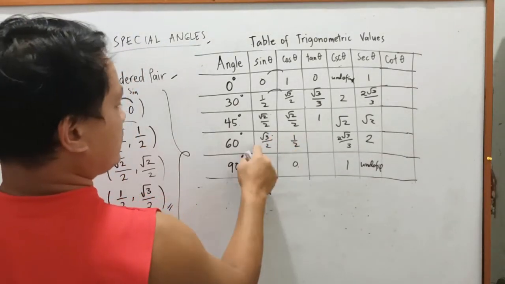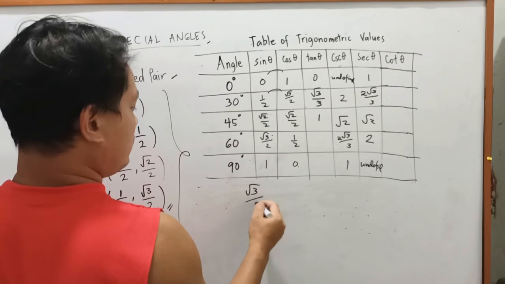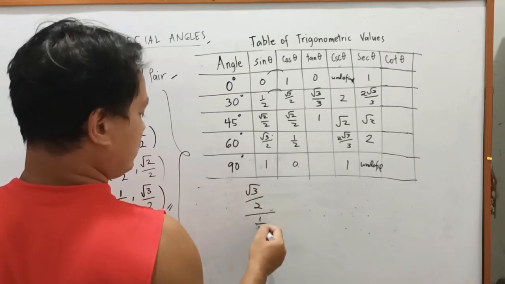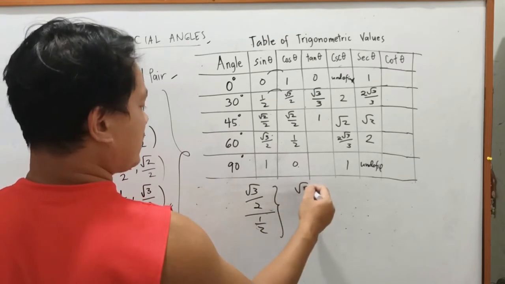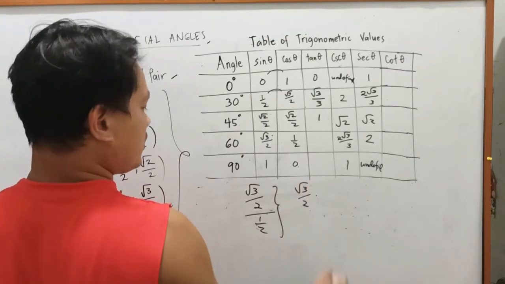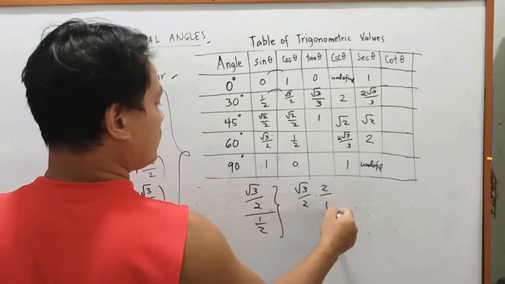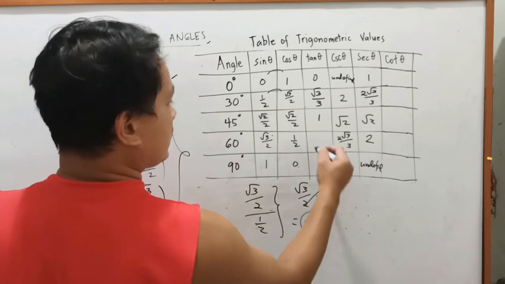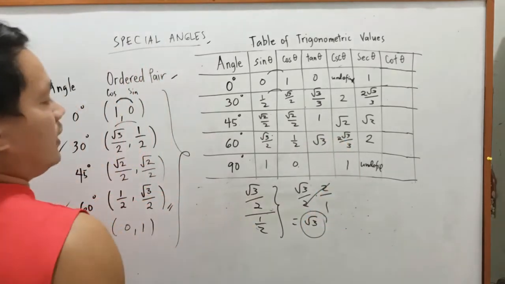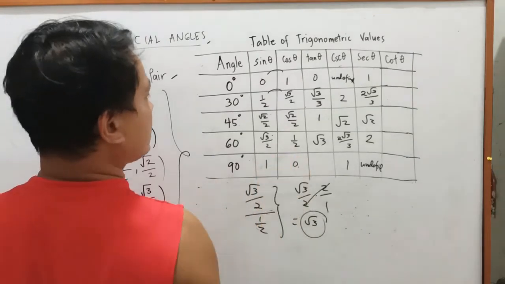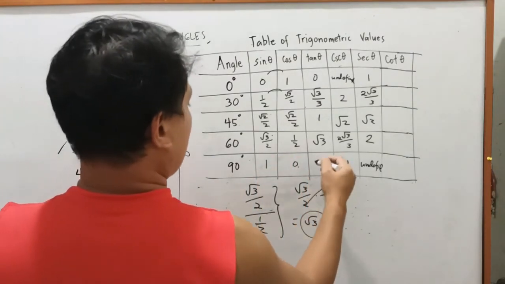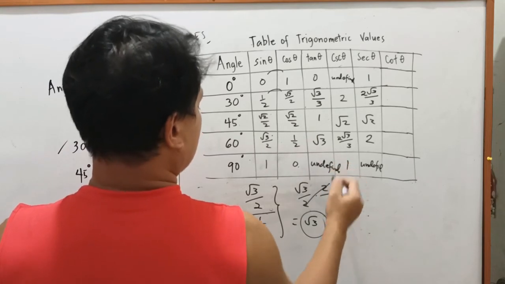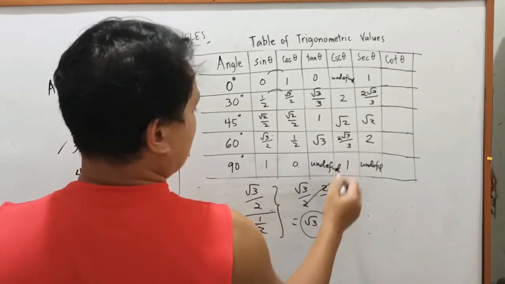Ayan, we're going to divide for 60 degrees. Square root of 3 over 2 divided by the value of cosine, which is 1/2. Complex fraction, again, copy the first fraction, proceed to multiplication, get the reciprocal of 1/2, 2 over 1. This is cancel or 1. Square root of 3 over 1 is still square root of 3. Okay, now, how about 1? 1 divided by 0 is undefined.